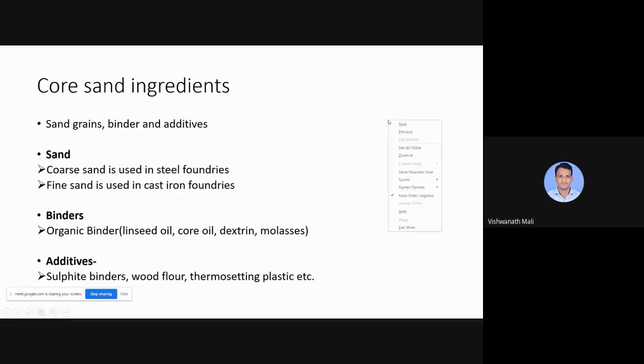Now the next part is the core and its ingredients. The percentage of these ingredients changes according to the shape and size of your part. Then what are the ingredients? Sand, binders, and additives. These are the three important ingredients of core sand.